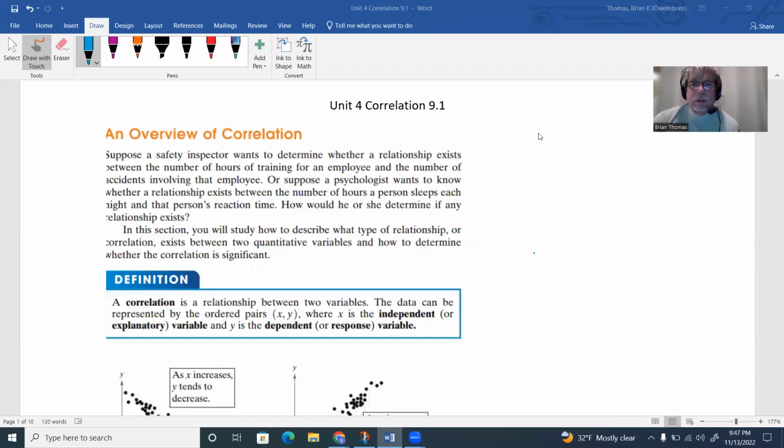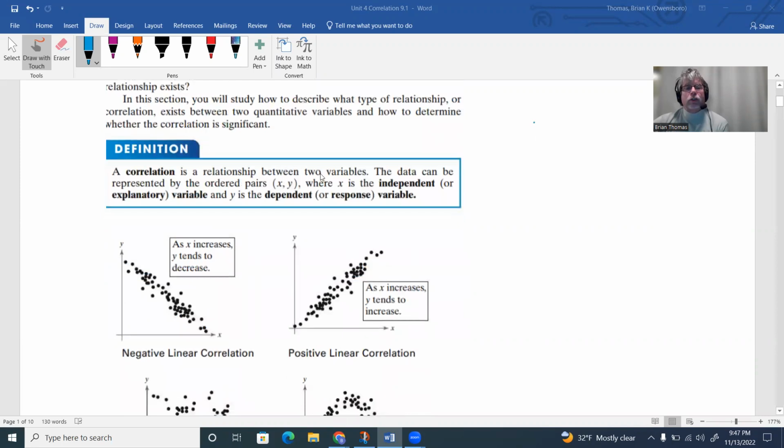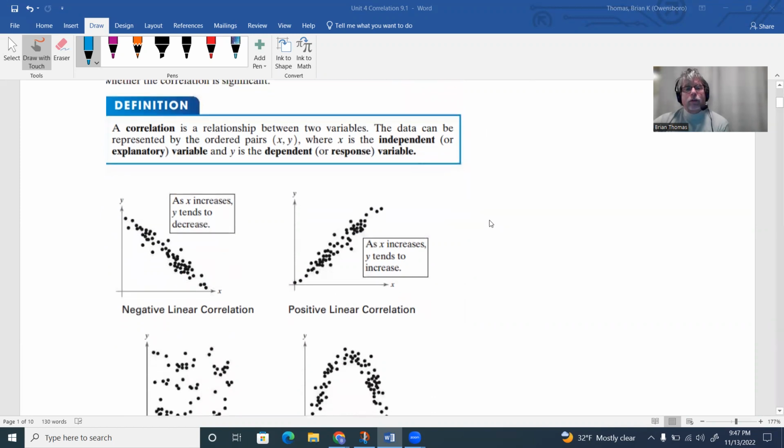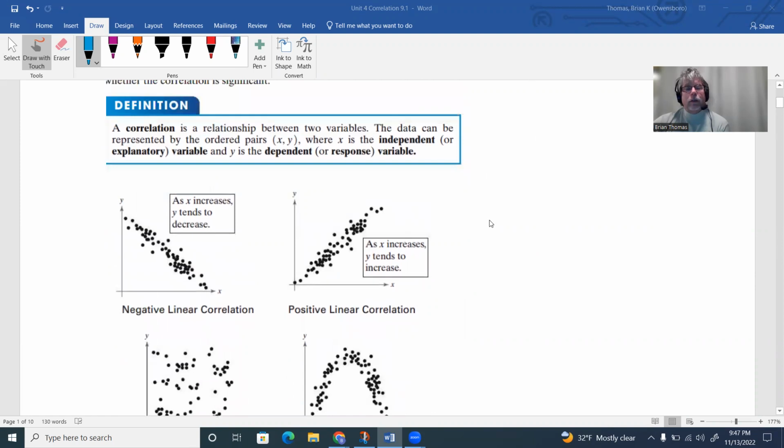As we move into the home stretch, this will be chapter 9, section 1. This gets into what we call correlation. So a correlation is going to be a relationship between two variables. The data can be represented by ordered pairs, where X is going to be the independent variable and Y is the dependent variable. So if you look down here, what we're going to be getting into is graphing, scatter plots.